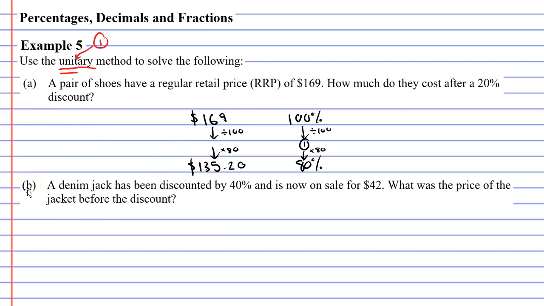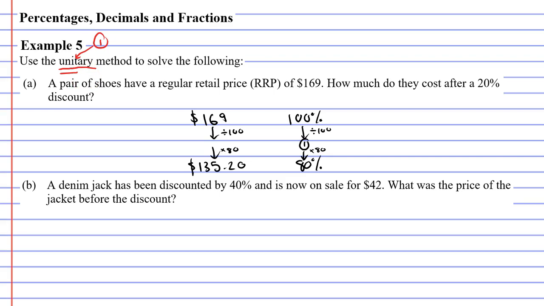Let's now move on to question B, using the unitary method again. Now I've just noticed it says a denim jack. I meant to write jacket. Anyway, a denim jacket has been discounted by 40% and is now on sale for $42. What was the price of the jacket before the discount? This is probably more complicated than some people think. This question is one where the unitary method is the best method to use. We can't use those traditional methods. They don't work very well.